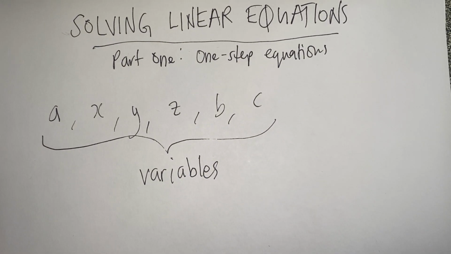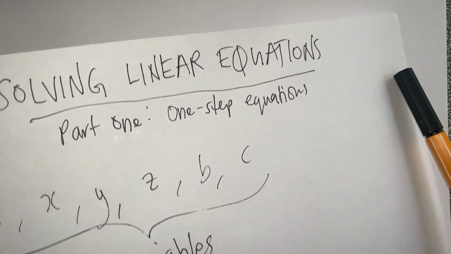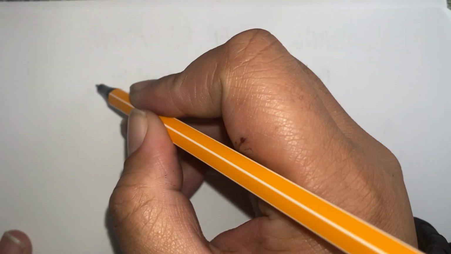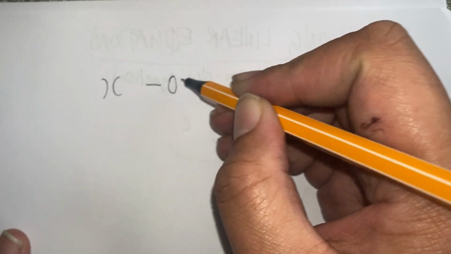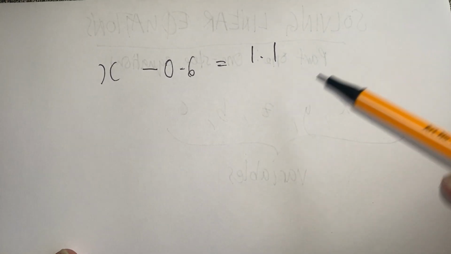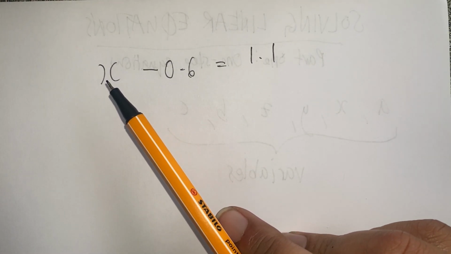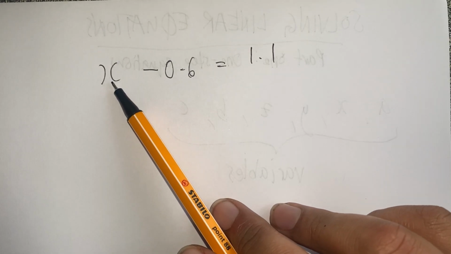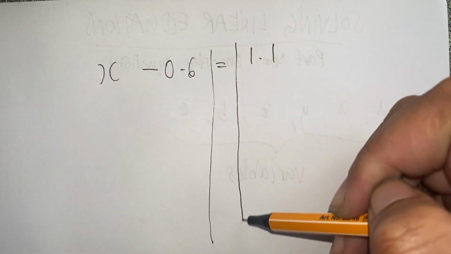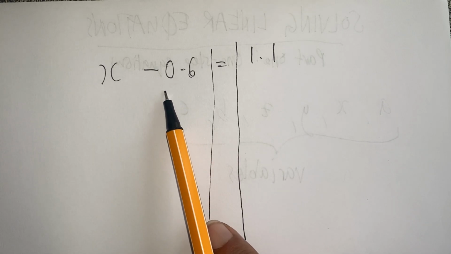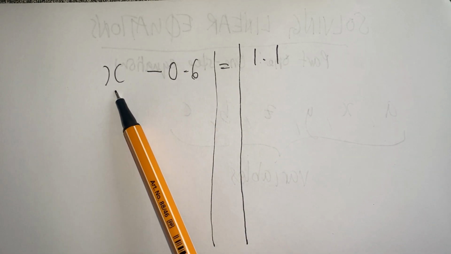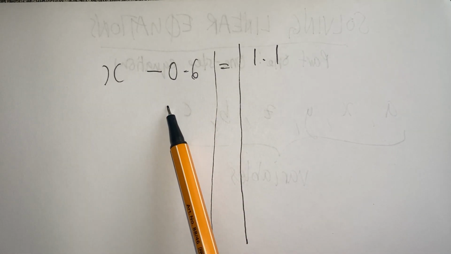Now let's start on the first one. Our first one for today is x minus 0.6 equals 1.1. When we're trying to solve for a variable, for x in this case, we need to isolate x so that it is on its own. What I mean by that is that negative 0.6, I will need to get rid of it. You need to get rid of everything on the same side of the equation as x. And to get rid of anything, you need to do the opposite.